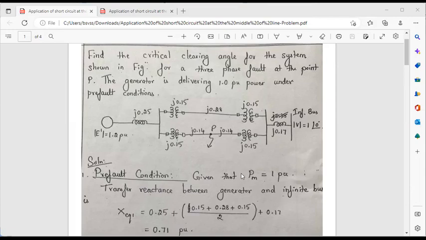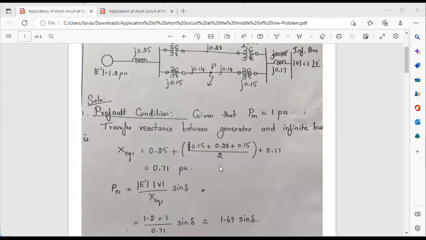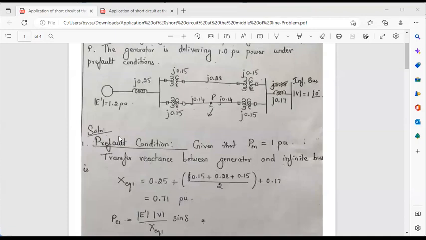In order to find the value of the critical clearing angle, we can analyze the problem in three cases: pre-fault condition, fault condition, as well as post-fault condition. Let us move on to the pre-fault condition. We know the meaning of pre-fault condition: it is nothing but before the occurrence of fault. Before the occurrence of fault, it is called the normal condition, that is, the steady state condition.